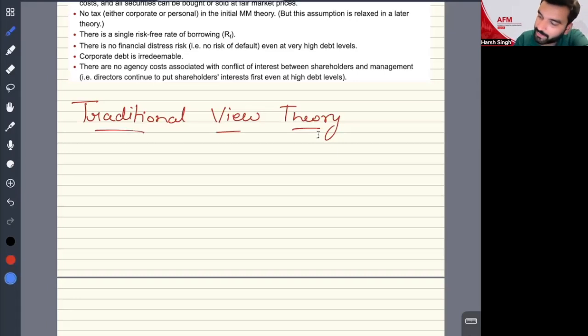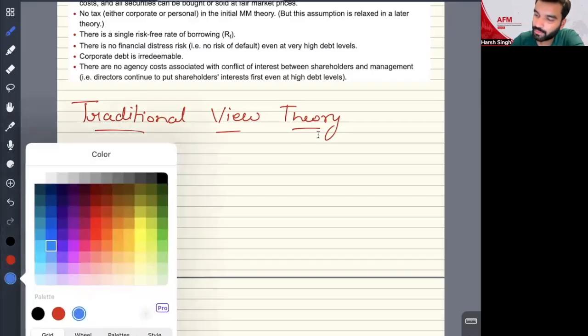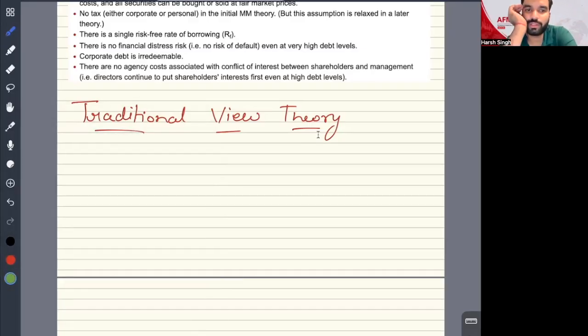Okay, we have the very first theory here, the traditional view theory. When I talk about this particular theory, guys, just remember a few things. This traditional view theory talks about three levels of gearing.